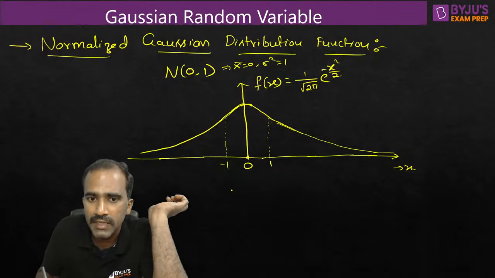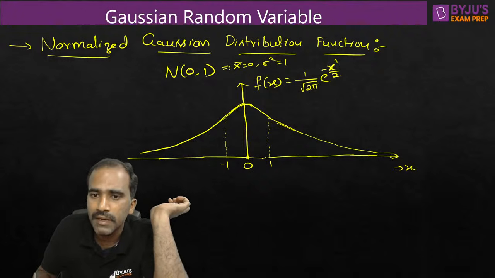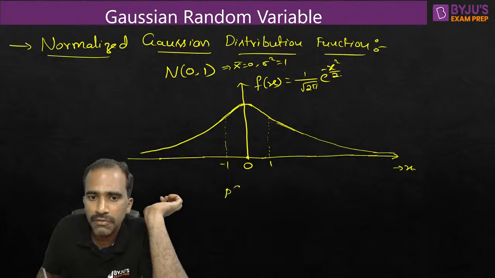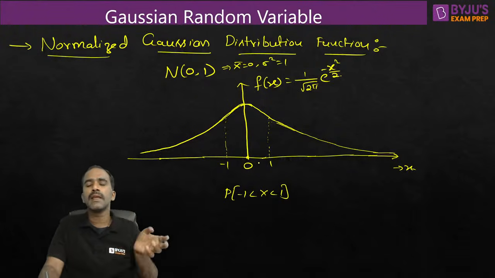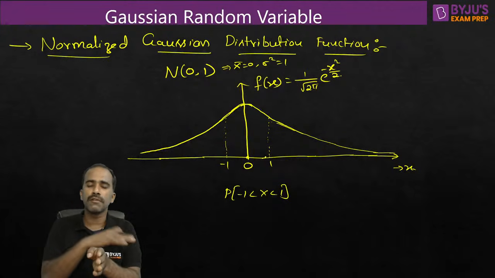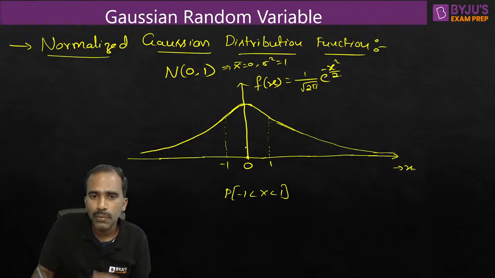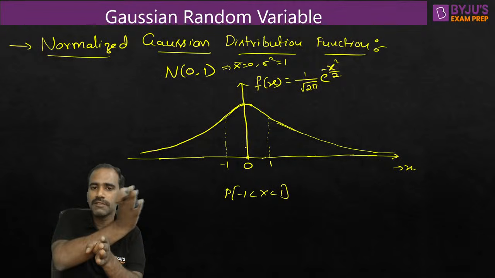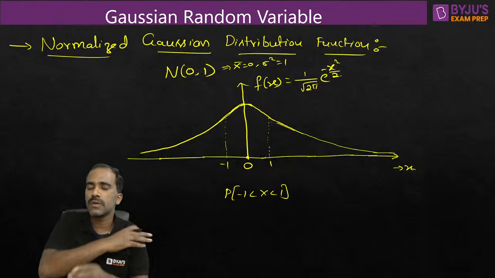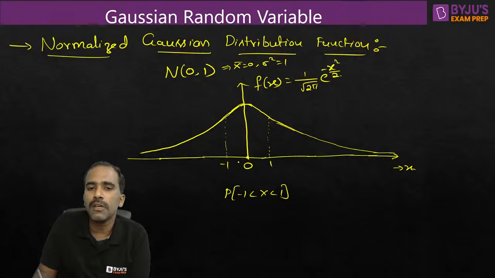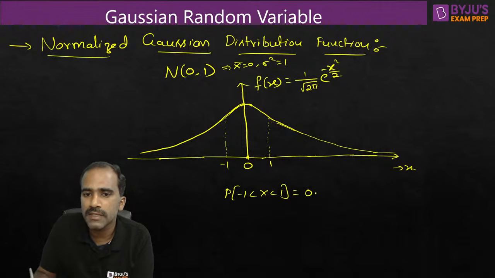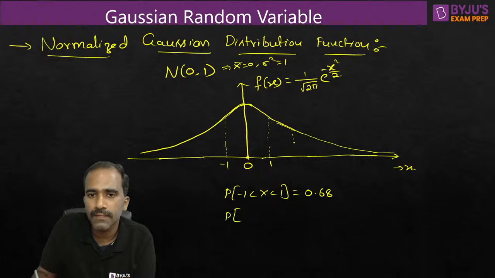What is the probability that the random variable x takes values between minus 1 and plus 1? P of minus 1 less than x less than 1. What is the probability the random variable can take any value within 1 standard deviation of the mean? Mean is 0. 1 standard deviation on one side is 1 unit, on the other side is minus 1. So what is the probability that the random variable takes any value within 1 standard deviation? It is 0.68 or 68% of the area of the curve. And what is the probability that it takes any value within 2 standard deviations on both sides?